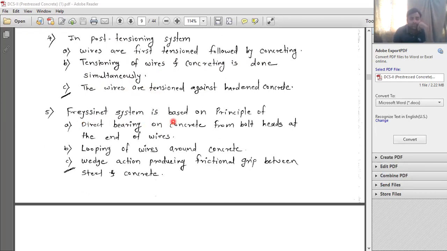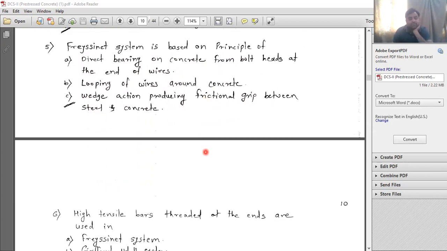Then the prestressed system is based on which principle? Direct bearing of concrete from bolt heads at the end of the wires? No, this is for the Lee-McCall system. Looping of wires around concrete? No. Wedge action producing the frictional grip between the steel and concrete. Okay, so this is the correct answer for the prestressed system.